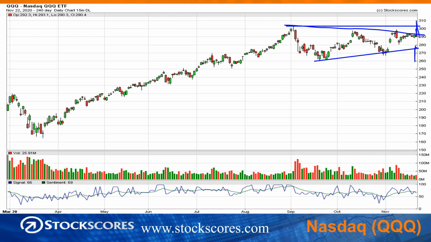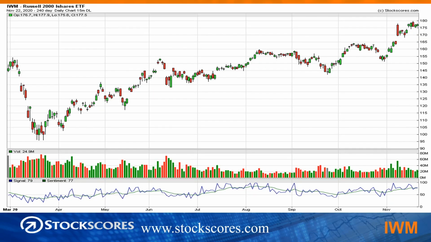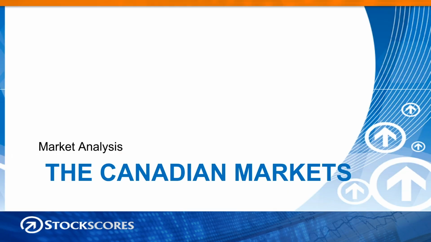If we start to break down through 270, then I'm going to be concerned that there is more weakness. Now the small caps, which is represented by the IWM, this is actually in a little better pattern because it recently broke out and it looks like it wants to continue higher. So there is some action in those small cap stocks, and I would look at that for some opportunity.